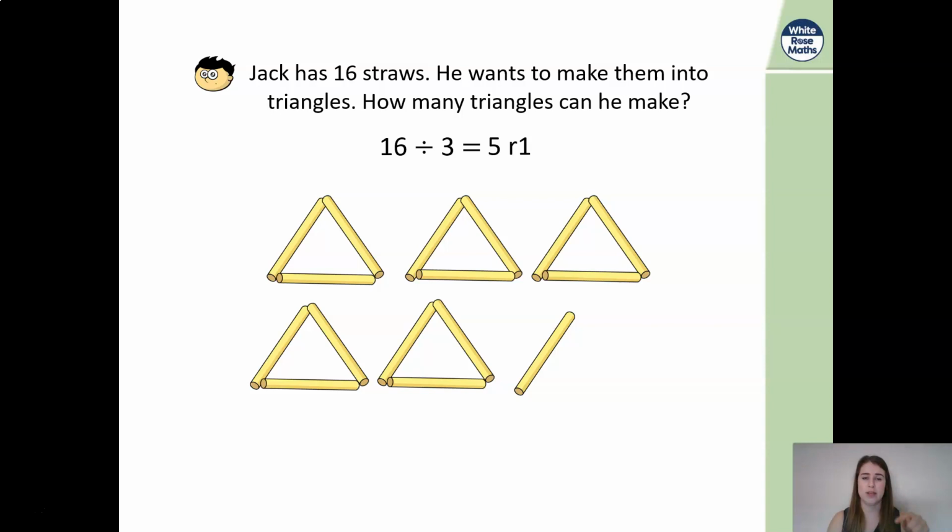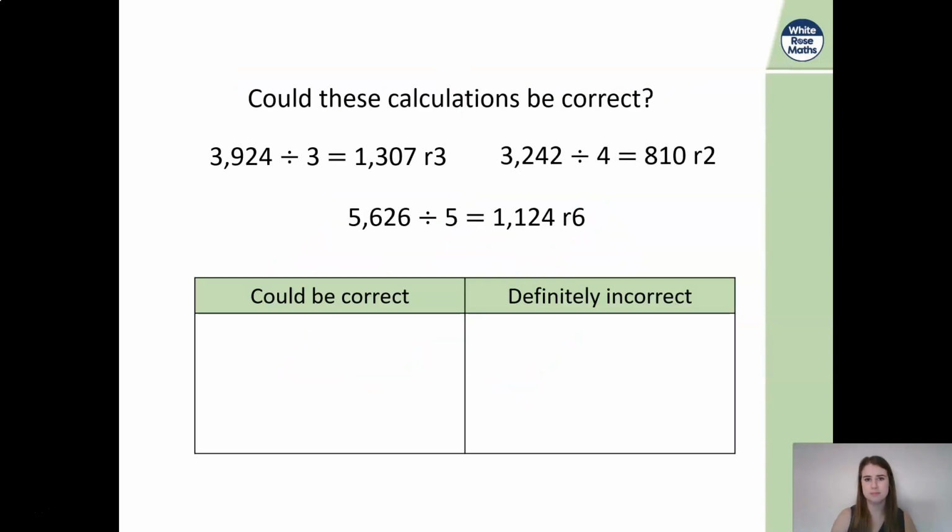So now you can see how the questions beforehand, with those answers, have helped us understand the next set of questions. Okay, so we've taken the answers from each question and just added one each time to give us our new answers. Now, have a look at these calculations. Okay, which of these calculations could be correct? Now, the trick to this question is you're not allowed to sit there and work them out. Okay, so have a think about what you know when it comes to remainders. Think about your rule.